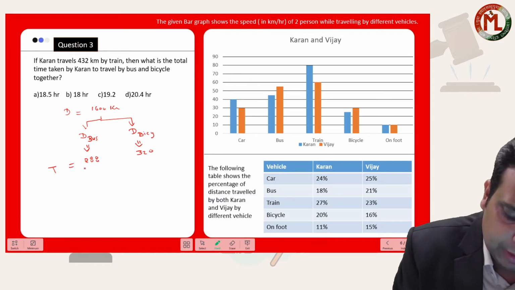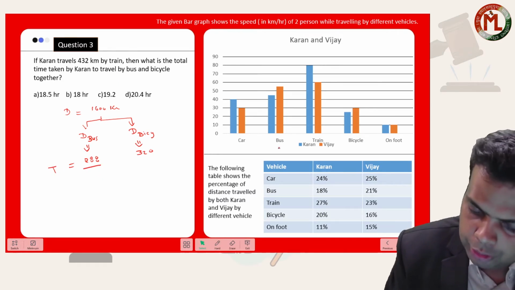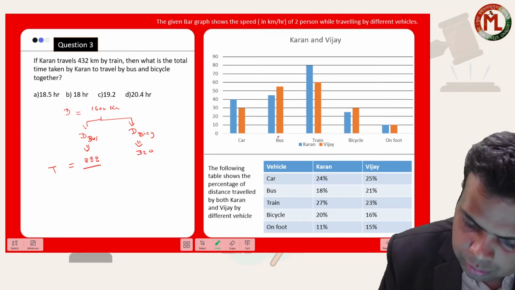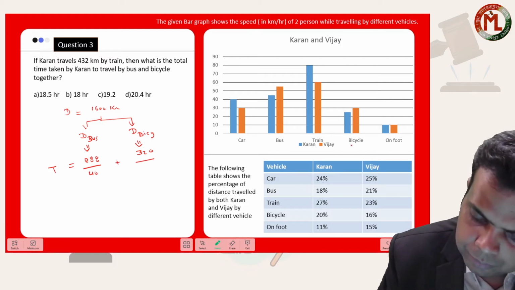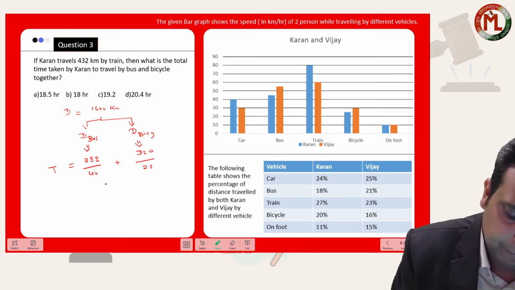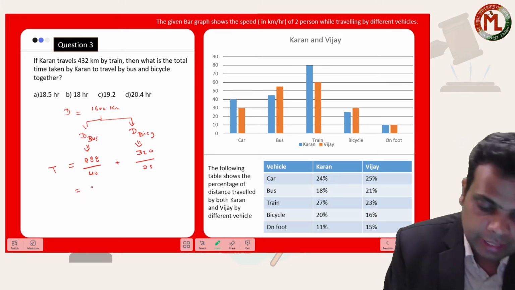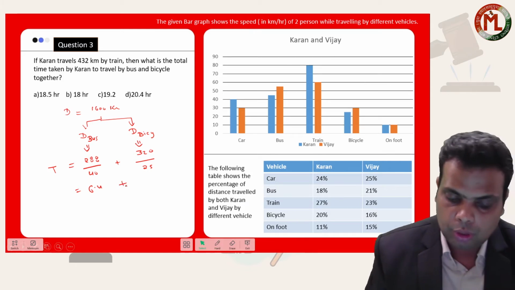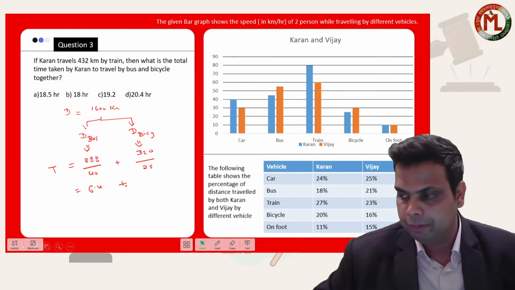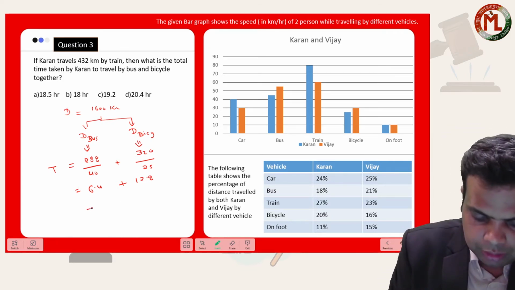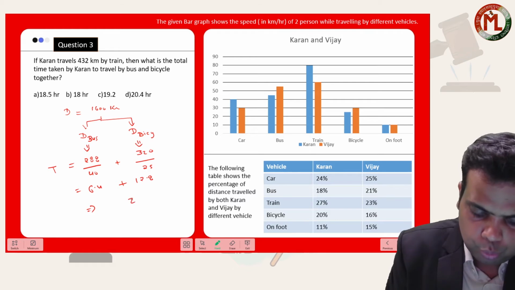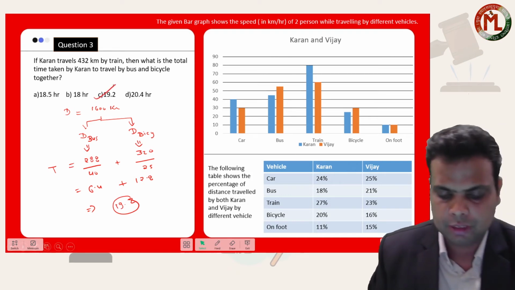So T equals D by S. This is distance. Speed of bus of Current is 40, so 288 divided by 40, plus 320 by bicycle, that is 25, divided by 25. What will we get? 288 divided by 40 will get 6.4, plus 320 divided by 25, approximately 12.8. Again you will get the addition of this, 19.2, right? 19.2, option C is the right answer.